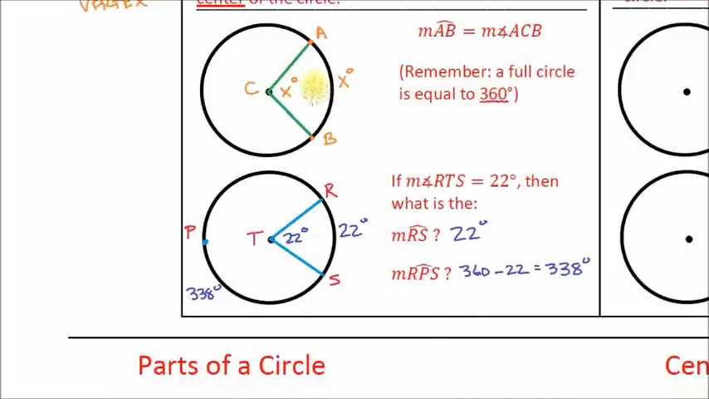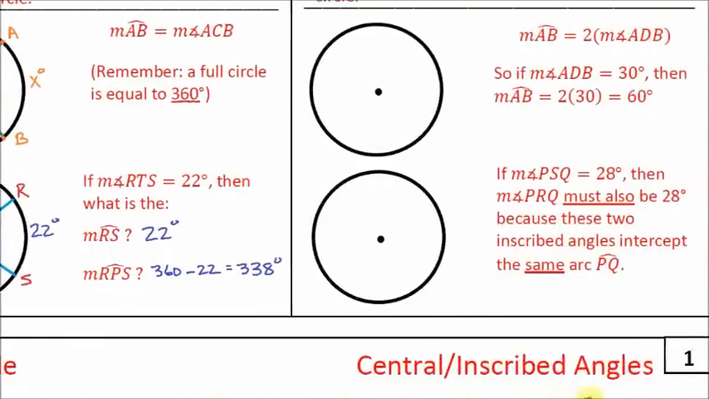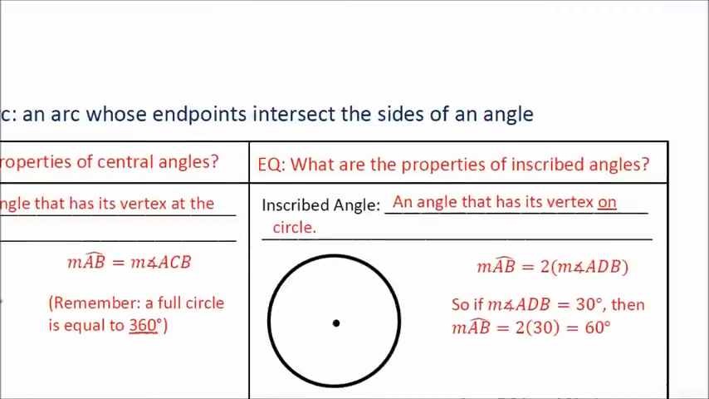So there's the basic rules of central angles. Really simple. If you know the angle measure of a central angle, you know the measure of the arc. If you know the measure of the arc, then you know the measure of the central angle. Let's compare this now to our second.